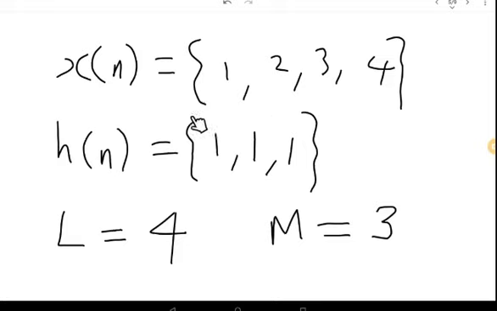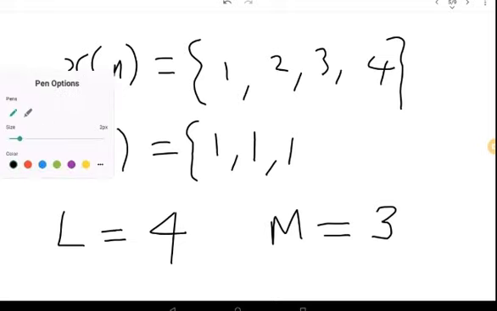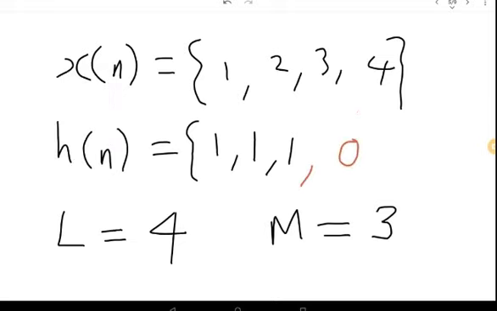For this, the length of the second sequence must be 4. In order to make the length of the second sequence 4, we have to pad zeros to this sequence, that is, pad a 0. Now the length of h of n becomes 4, and it is ready to solve the circular convolution. That is, the new sequences become x of n is equal to 1, 2, 3, 4 and h of n is equal to 1, 1, 1, 0.